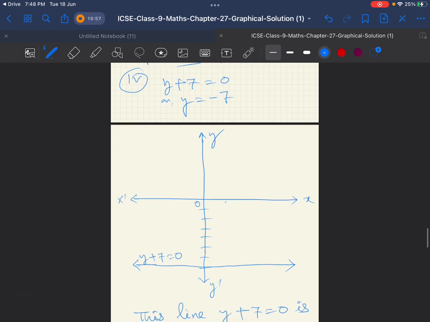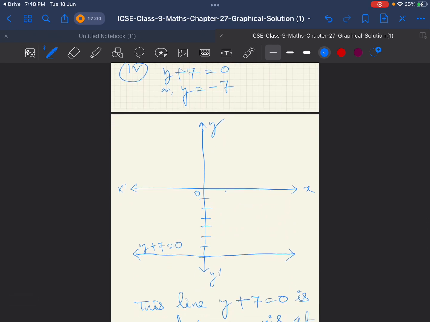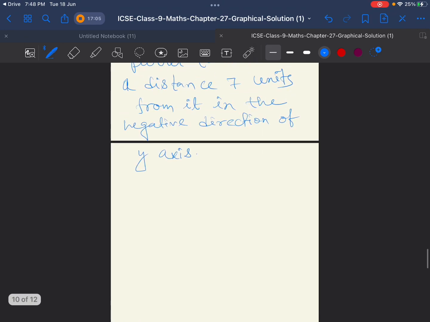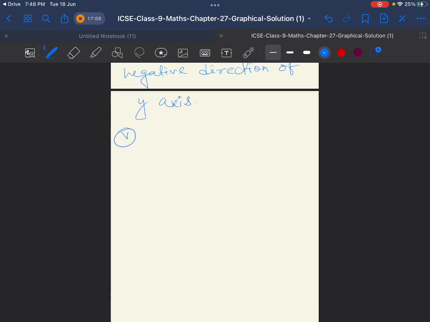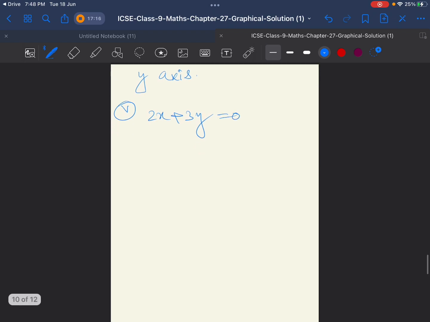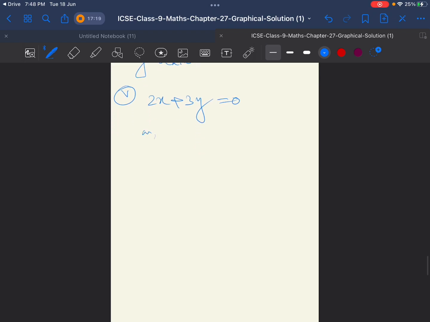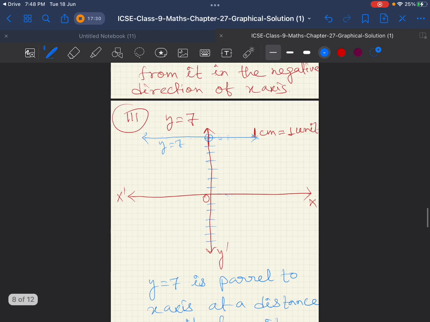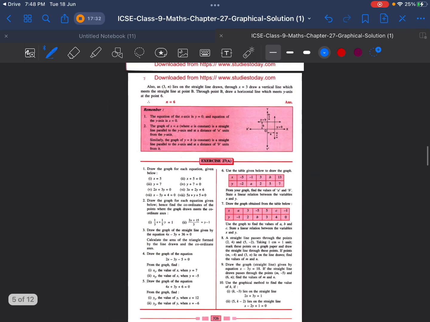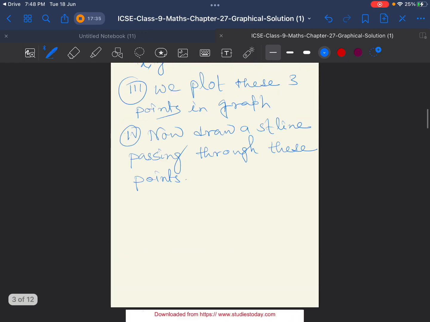Okay, so question number 5. Now we solve question 5. So question 5 is 2x plus 3y equals to 0. So we can write 2x equals to minus 3y or x equals to minus 3y by 2.